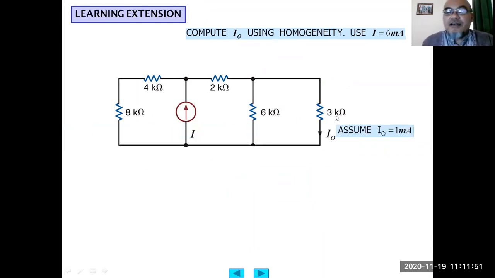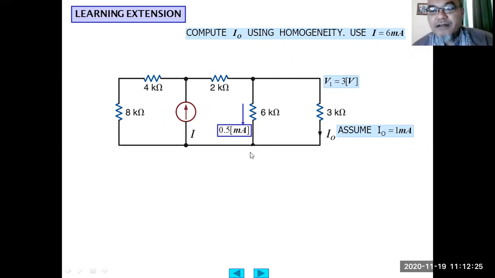So assuming that I output here is 1 milliampere flowing through this 3 kilo ohm resistor, we can obtain V1 here, which is 3 kilo ohm times 1 milliampere, or 3 volt. Then we can calculate the current flowing through the 6 kilo ohm resistor: 3 volt divided by 6 kilo ohm equals 0.5 milliampere. It means the current flowing through the 2 kilo ohm resistor can be calculated using Kirchhoff's current law.